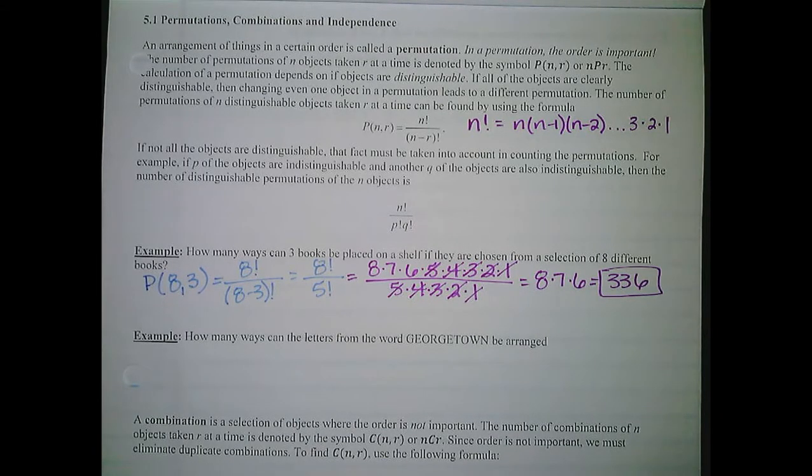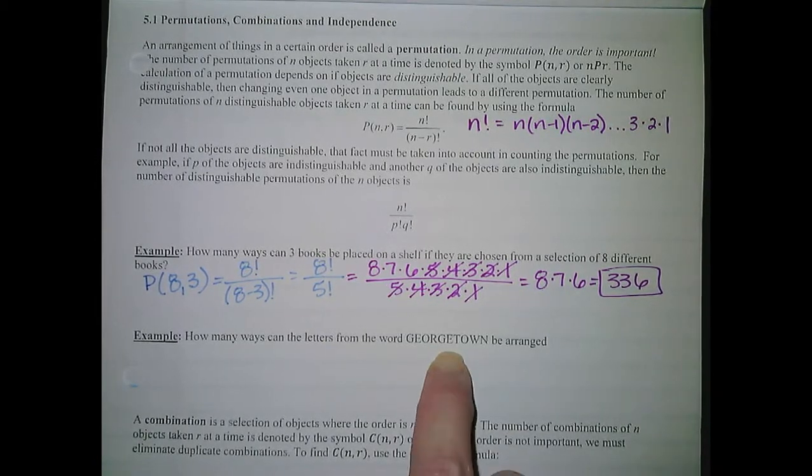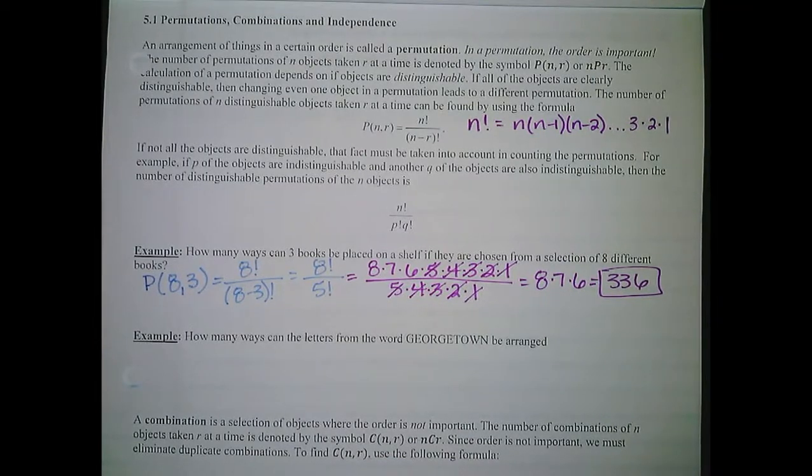The next example wants to know how many ways we can take the letters from the word Georgetown and arrange them. So again, a big key here is that word arrangements. Anytime you see the word arrangements, we're saying that different orders would count as different sets. So that makes this a permutation.